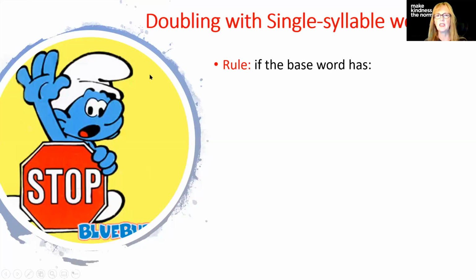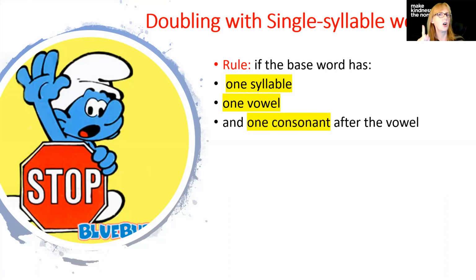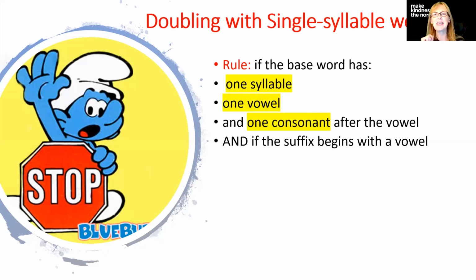And here we have doubling with a single syllable word. So there's a series of rules and they're so simple. Don't let this get you worried, because you just ask yourself a few questions. So if the base word, that's the little word that we begin with, has one syllable, has one vowel, and has one consonant after the vowel, then, oh yes, and the suffix begins with a vowel. That's important, but that part will be really, really clear though. Then we double the last consonant.